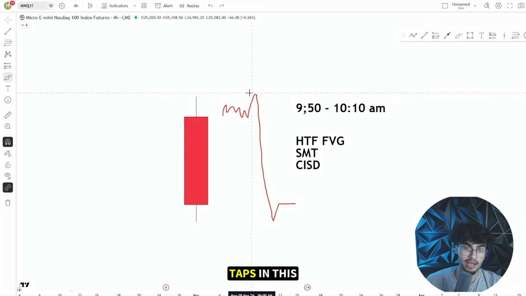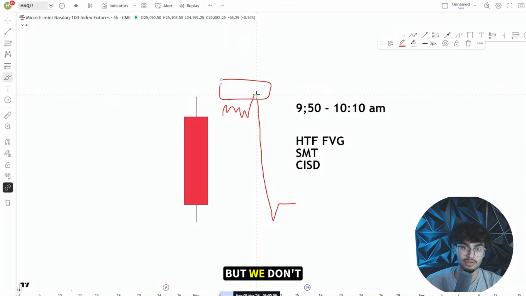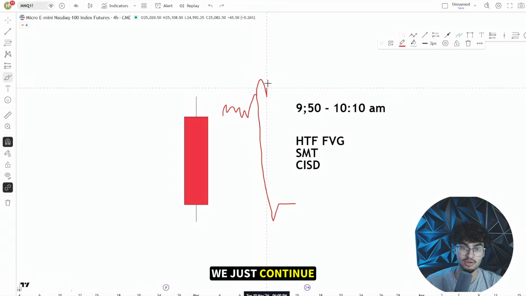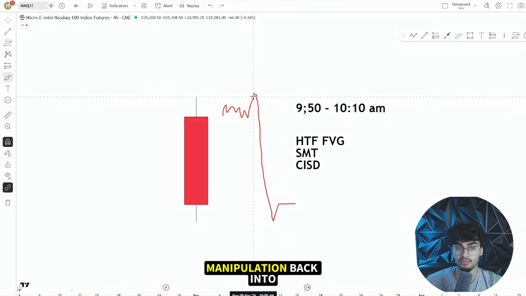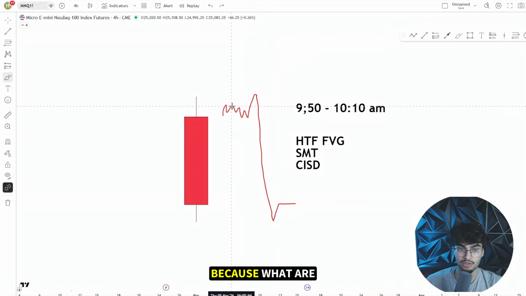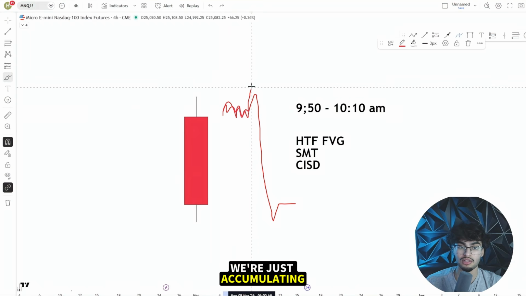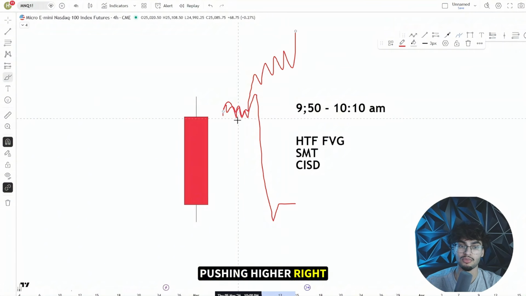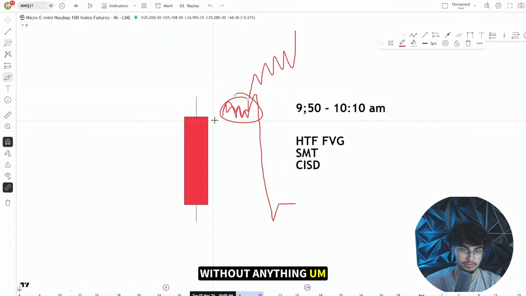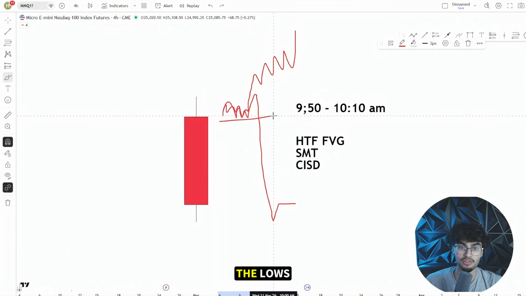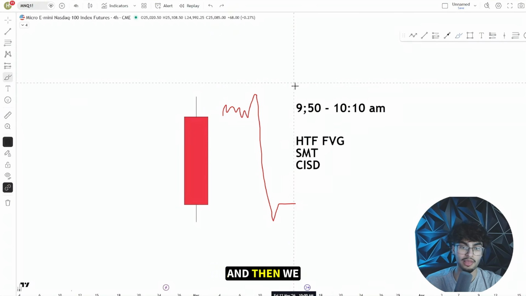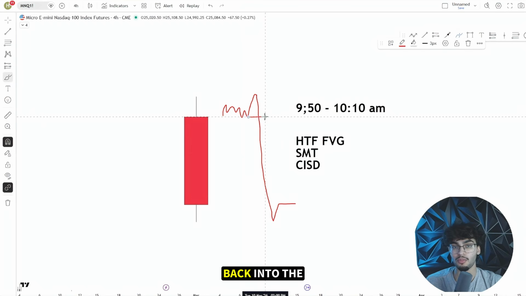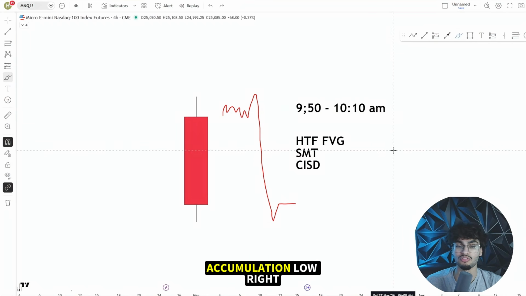Let's say price taps into this fair value gap that's right here, but we don't get this move. We just continue higher, continue higher, continue higher. We'd be looking to trade a manipulation back into the range, because what are we doing? We're just accumulating, pushing higher, pushing higher, pushing higher, right? Without any true manipulation at the lows. So we just wait for all three of these things to actually occur, and then we could look to trade back into the range towards that accumulation low, right?